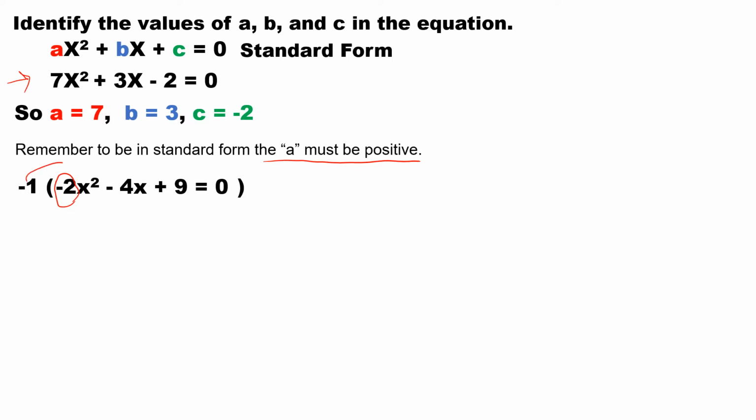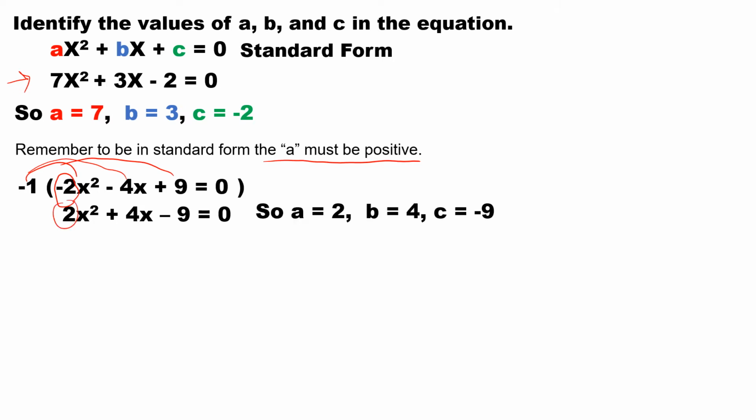So this negative 1 becomes a positive, negative 1 times negative 4 becomes positive, and then of course the negative 1 times positive 9 becomes a negative. So all that did was change my signs for me. Once it's in standard form and the coefficient of the quadratic term is positive, now you can find the values of a, b, and c. So a is 2, b is 4, and c is a negative 9.